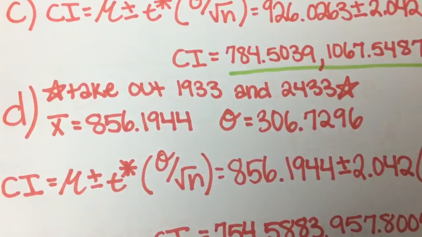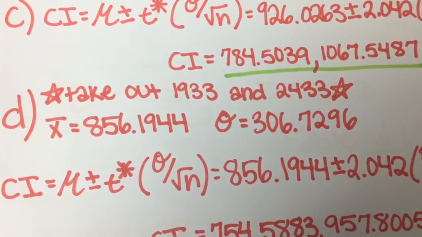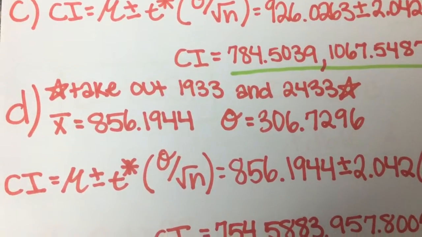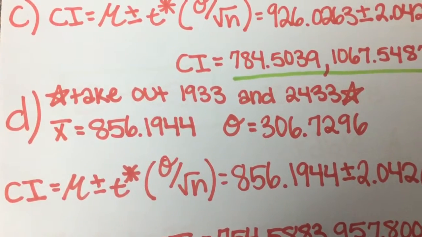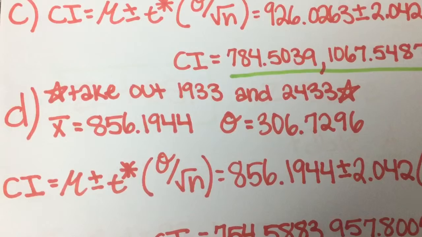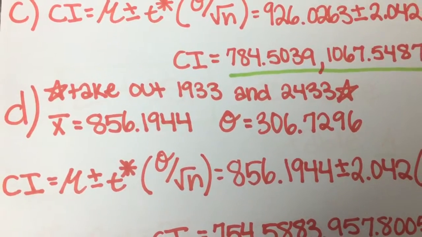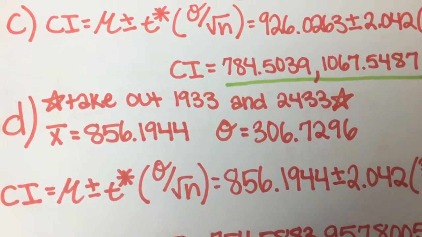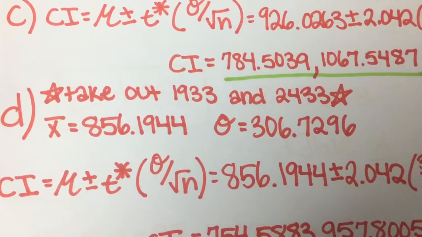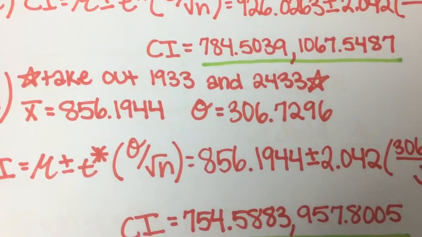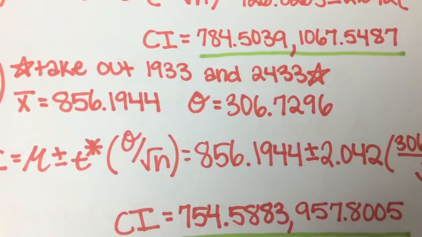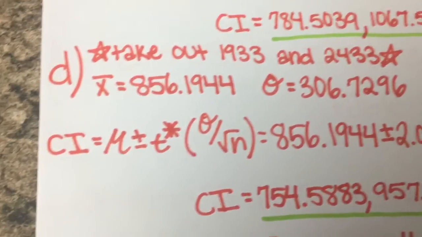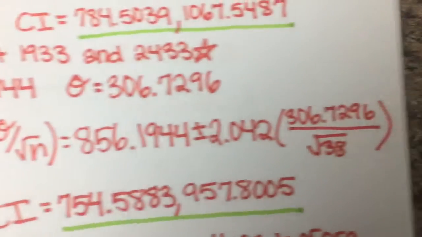Part D then asks to take out the highest two values and recalculate the whole 95% confidence interval. So the highest ones I found were 1933 and 2433. So once you take those out from L1, you can do the same thing on your calculator. Just go to calc and then one variable statistics, and you get 856.1944 for the mean, and then the standard deviation is 306.7296. And then you have your same formula there.